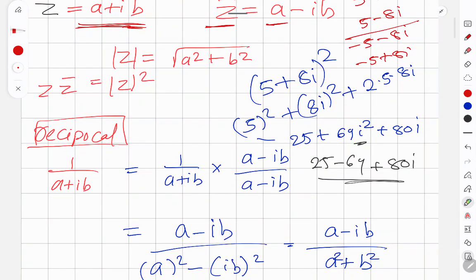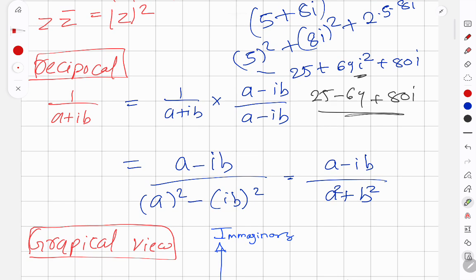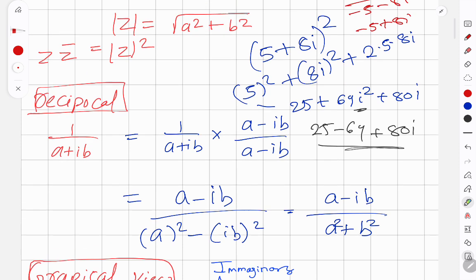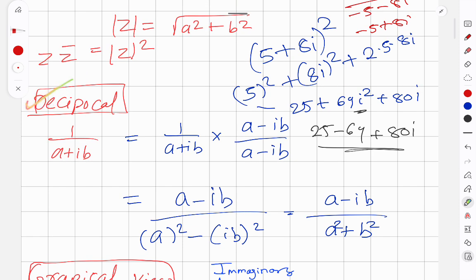This one also similarly you will do. If you have a complex number in the denominator, to rationalize it you have to multiply with the conjugate, this a minus ib. What will happen if you do this? In the numerator you will get a minus ib, but in the denominator the iota will be removed. Did you get it? Yes. So this is a very popular method that we always use with all complex number questions whenever we see iota in the denominator.